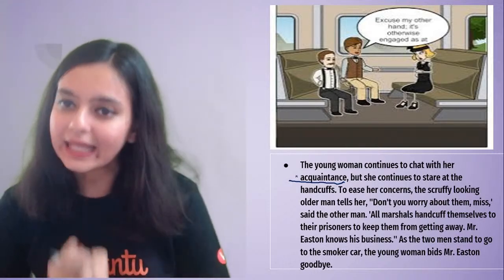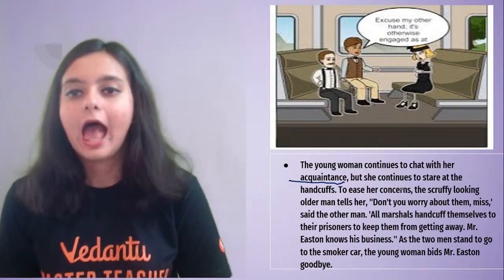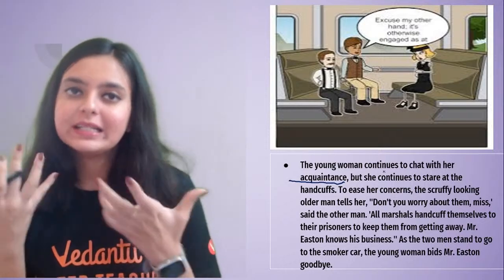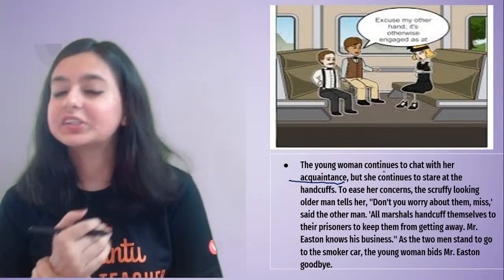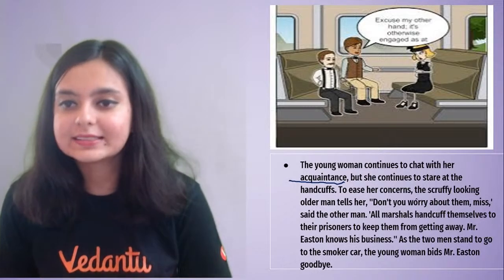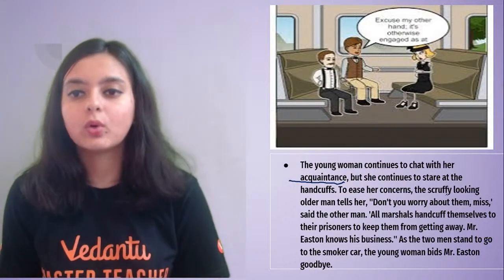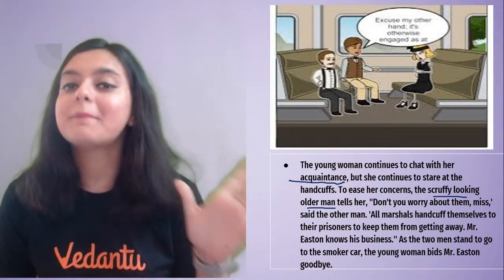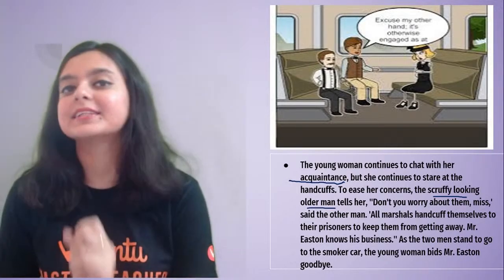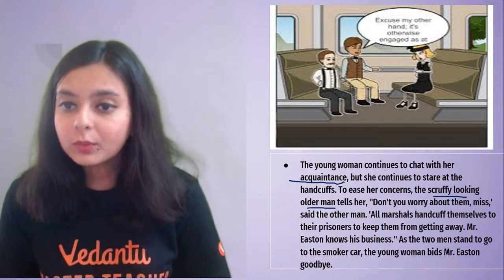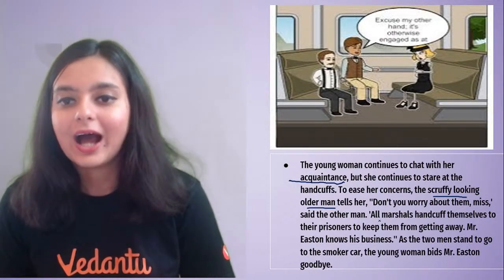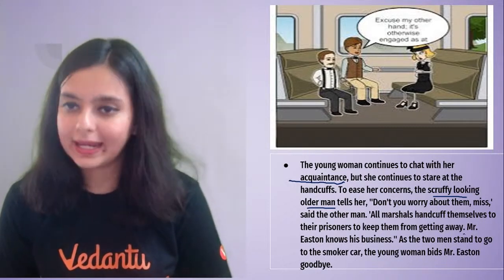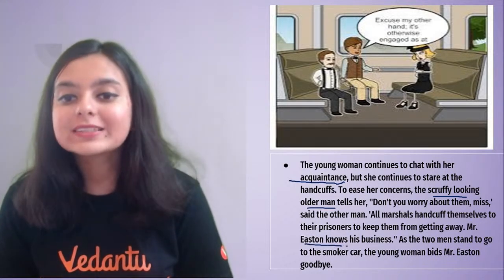Yes, her acquaintance was Easton, but she continues to stare at his handcuffs. Of course, she is uneasy seeing his handcuffs. To ease her concerns, the scruffy-looking older man, the companion to whom his hands were tied, says, "Don't worry about them, miss. All marshals handcuff themselves to the prisoners to keep them from getting away. Mr. Easton knows his business."